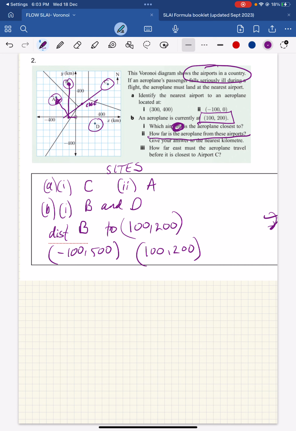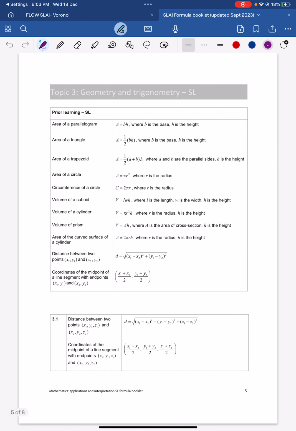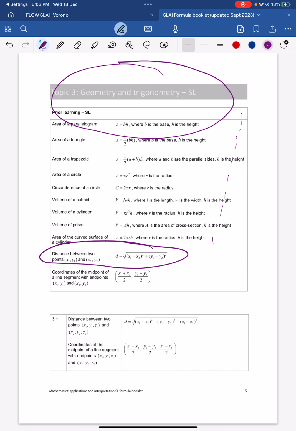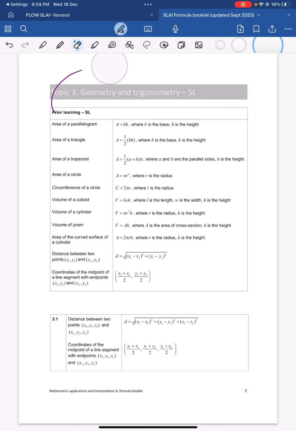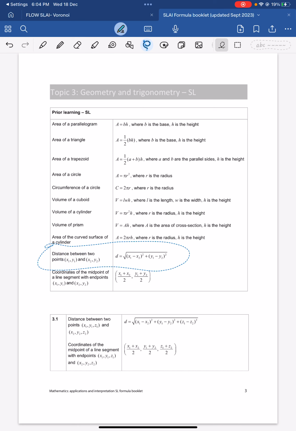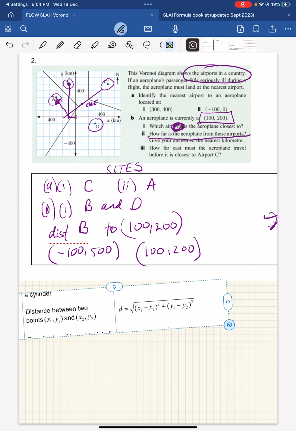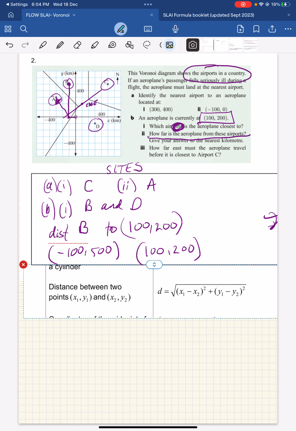Now go to your formula book, and you need to scroll through to find the distance formula. It's in the geometry section, so here's the geometry. We scroll down to prior learning, and we quickly see the distance formula here. So it's important that we're able to find the formulas that we might need, and then afterwards be able to apply it. So let me copy this, take it back to my Voronoi diagram, and paste it here. So you'd have your formula book open.